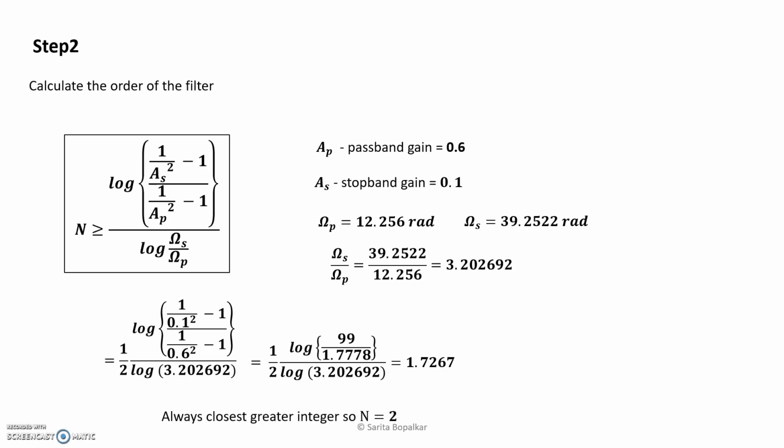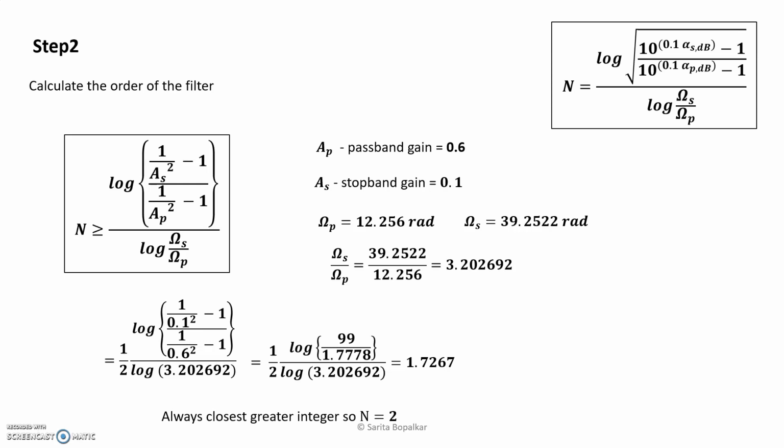So we'll always select the nearest higher integer. So N is 2. Now here, in this formula to calculate the order of the filter, we have considered linear passband and stopband gain. For that, we have converted the given attenuation in dB into the linear gain of passband and stopband. Instead of that, we can use this formula directly, where we can directly insert the attenuation in dB. You can go for either according to your convenience.